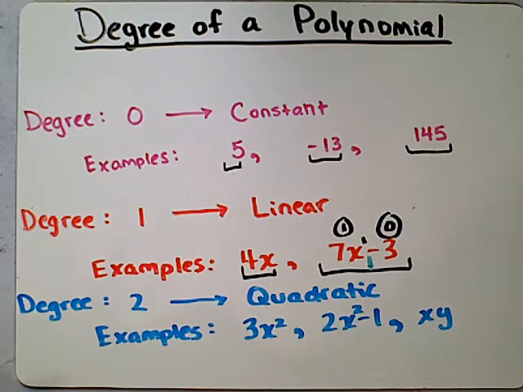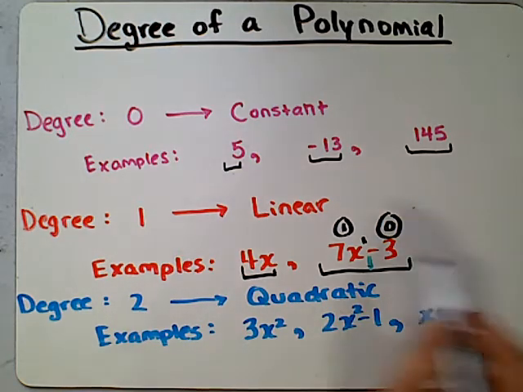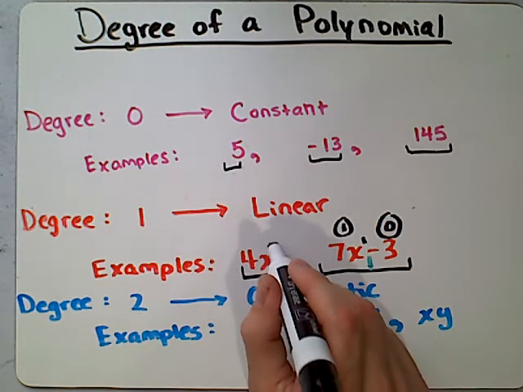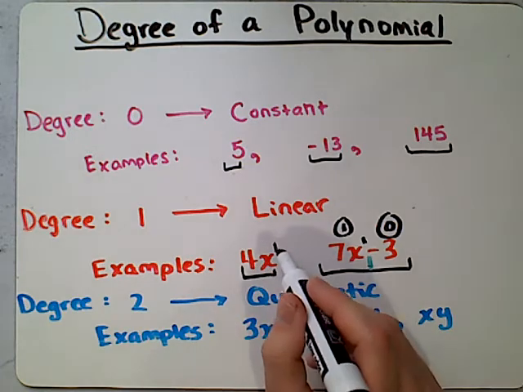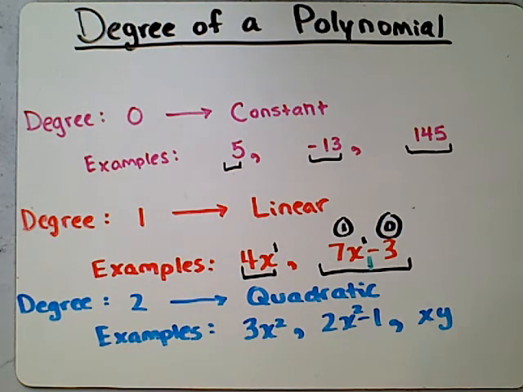If the term is a monomial, it's much easier because you only have to focus on the one term. This is 4x to the first, the x is to the first power, making it a first degree or linear polynomial. Now looking at quadratics.